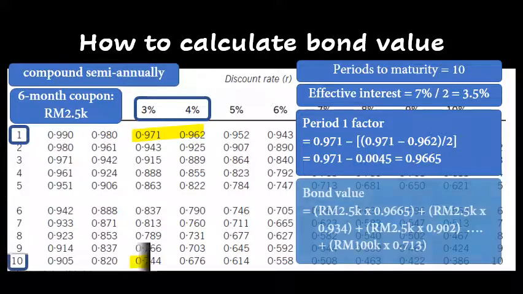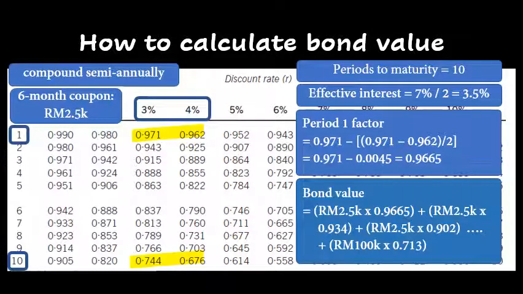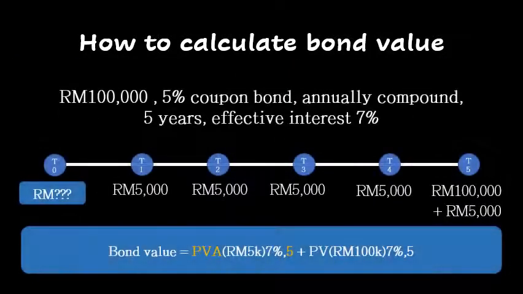And finally, to calculate the bond value, we need to calculate the factor for 3.5% rate for period 1 until period 10. Another way to calculate the bond value is like this, using both the present value annuity table and the present value table. We use the present value annuity table for the annuity of 5,000 ringgit, and we use the present value table for the nominal amount at maturity.